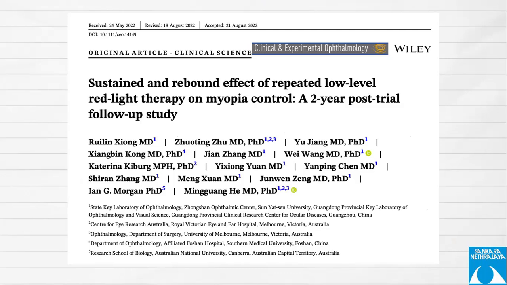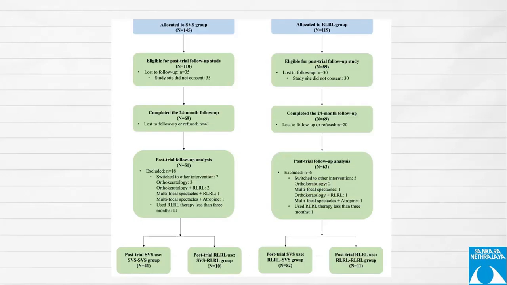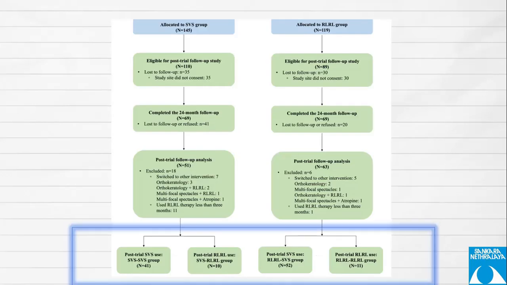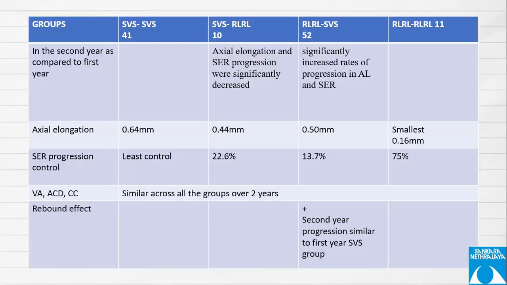Following that study, they came up with a 2-year post-trial follow-up study where the two groups, a red light therapy group versus the single vision group, were split further into 4 groups at the end of 1 year. They either continued single vision, or they switched between the therapies. That is, initially they had single vision and then took up the red light therapy, or first they were in the red light group and then switched to single vision, or they continued in the red light therapy group.